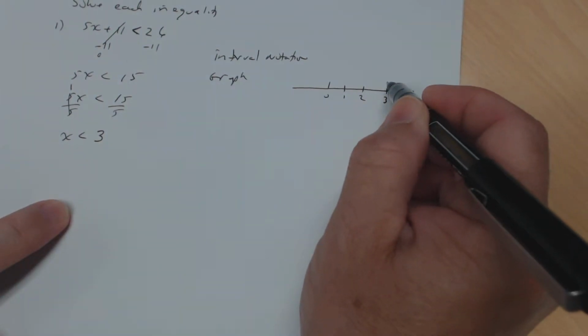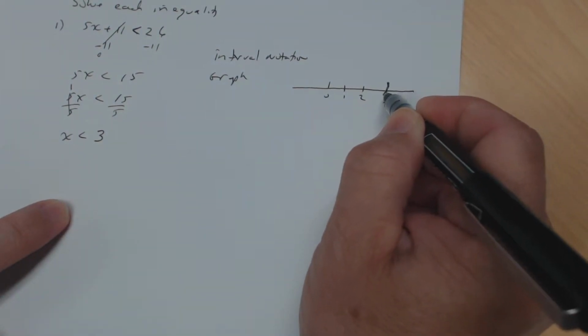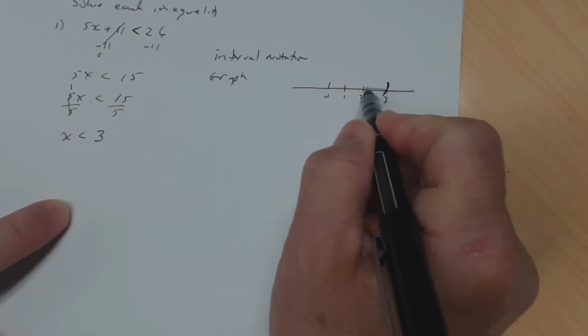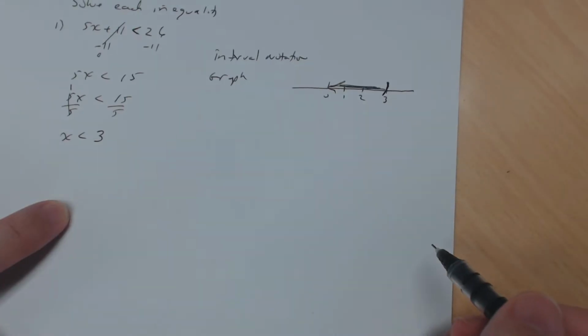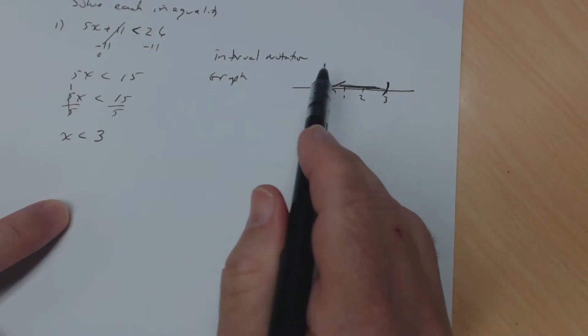So when I go to the left, I'm going to put parentheses here on 3, and then we go to the left. So there's my graph. Now from the graph, I can write the interval notation.